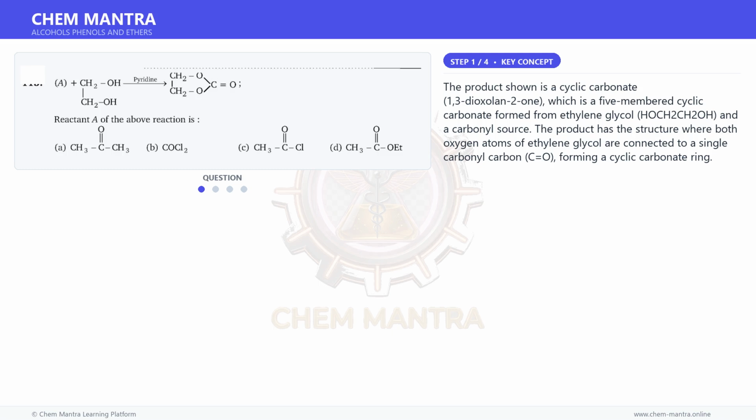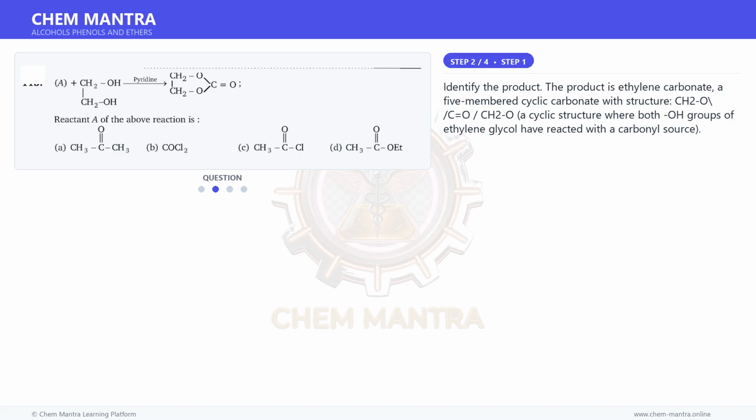The product shown is a cyclic carbonate, 1,3-dioxolan-2-one, which is a 5-membered cyclic carbonate formed from ethylene glycol, HOCH2CH2OH, and a carbonyl source. The product has the structure where both oxygen atoms of ethylene glycol are connected to a single carbonyl carbon, C=O, forming a cyclic carbonate ring. Moving on to the next step.